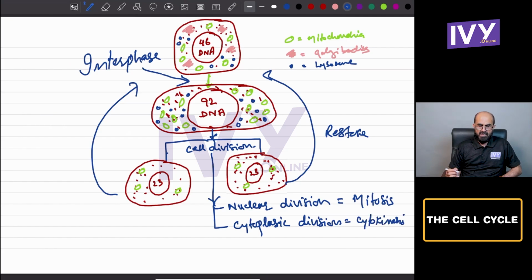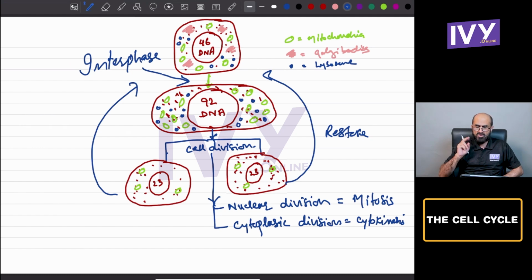It means that at the time of cell division, usually we misinterpret that mitosis is a kind of cell division. No, mitosis is not a kind of cell division. Mitosis is a kind of nuclear division. 2 identical nuclei are formed with the same number of DNA contents at the end of mitosis. If we have 46 DNA, at the end of mitosis we have only one cell, but we have 2 nuclei in one cell. That's the end of mitosis.